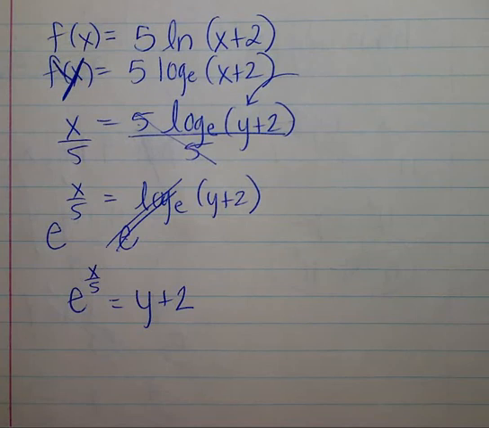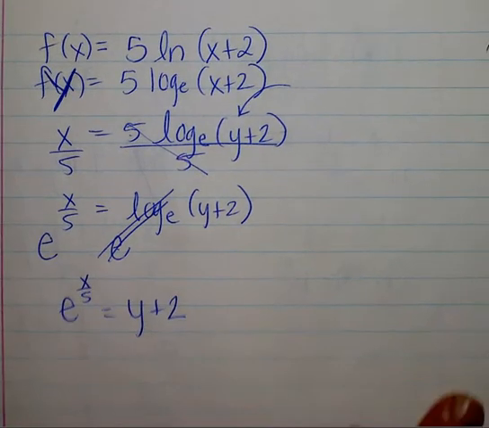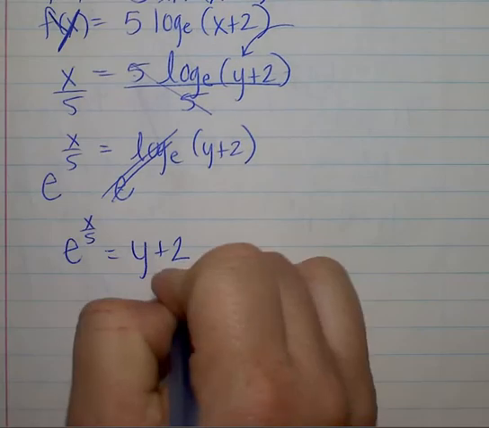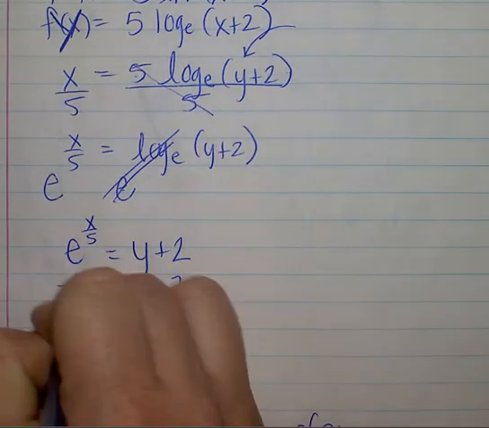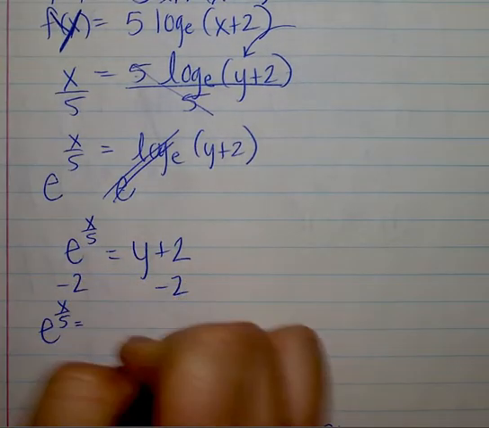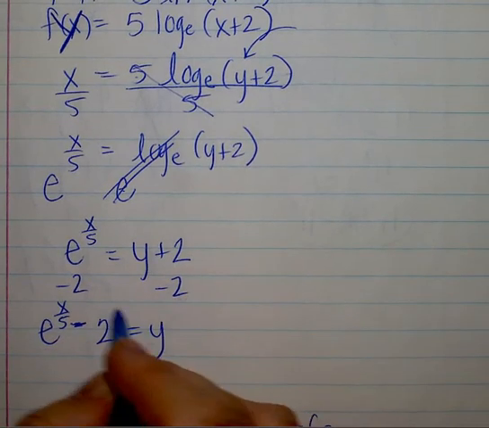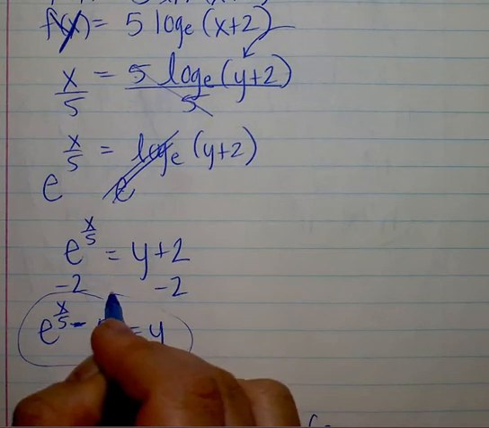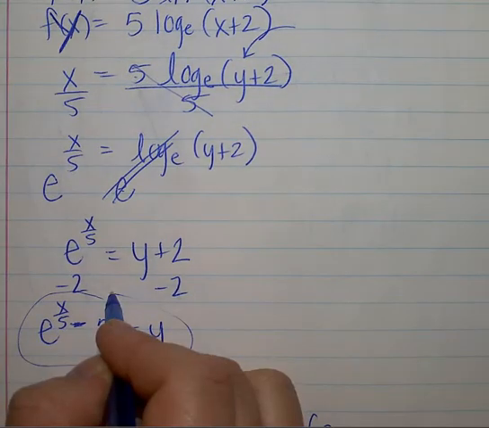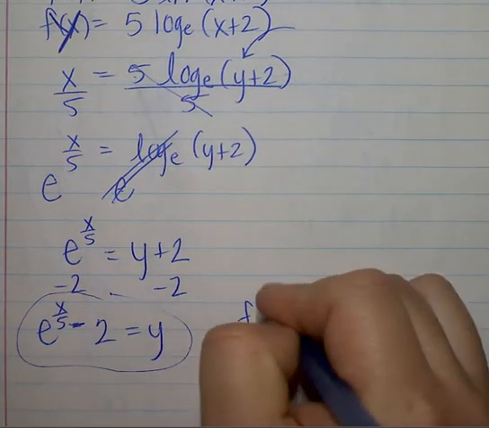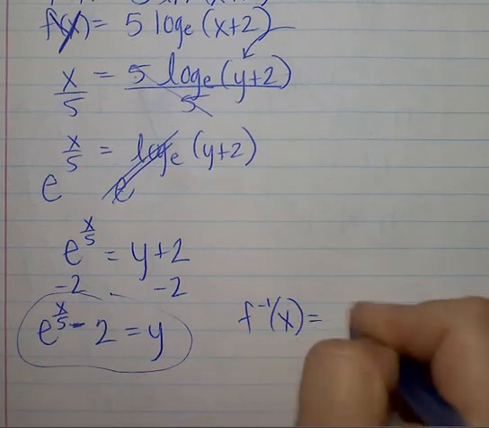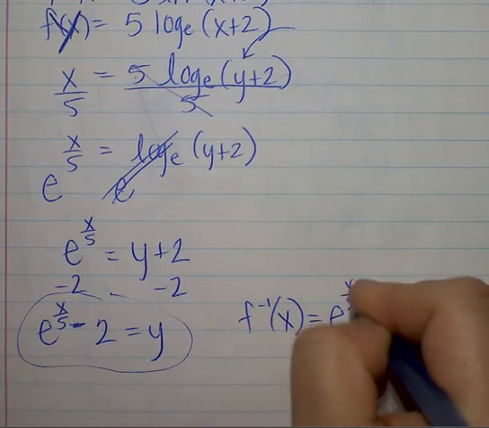The last step to isolate the y will be to subtract the 2 to the opposite side. E raised to the x over 5, subtract 2 equals y. So this is my answer, but what was the original problem in terms of? So the inverse of f equals e raised to the x over 5, subtract 2.